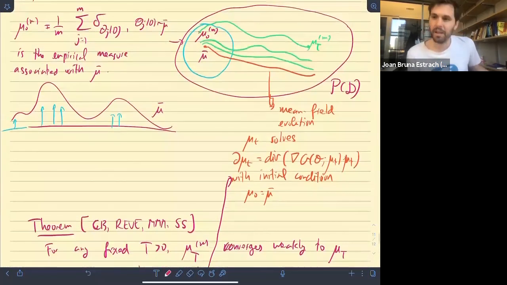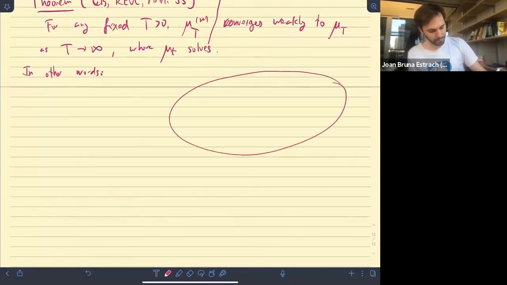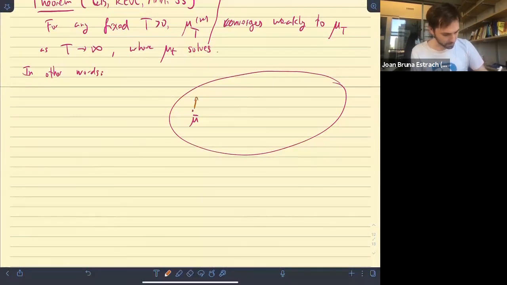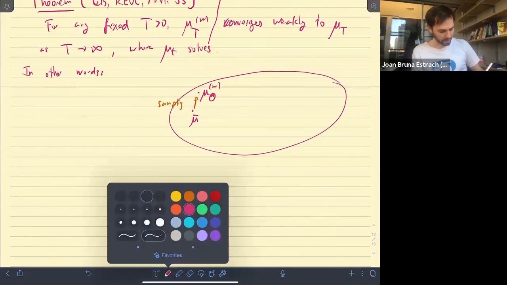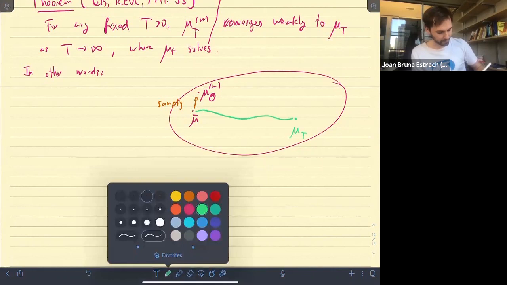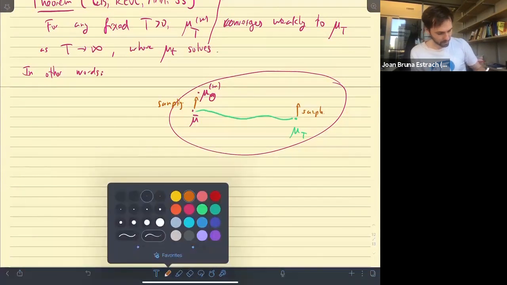In other words, the dynamics and sampling. If I just draw the picture again, I have mu bar, and then I can sample from mu bar. Boom. You sample, you get mu zero m, and then you can do another thing. You can do two things with the measure: you can sample or you can evolve. You can evolve with time to get mu t. And here you can sample, and here you can evolve.